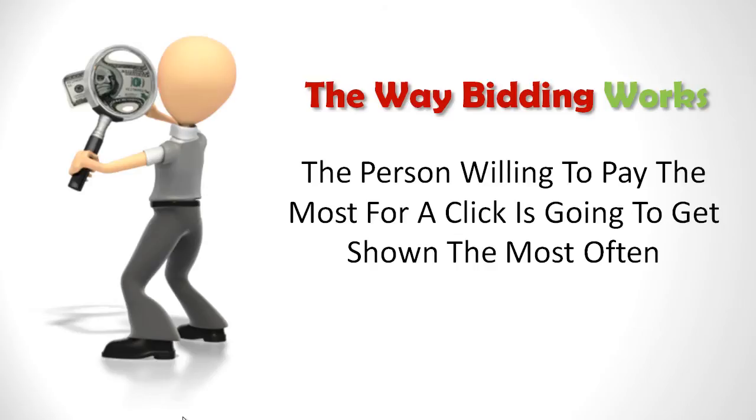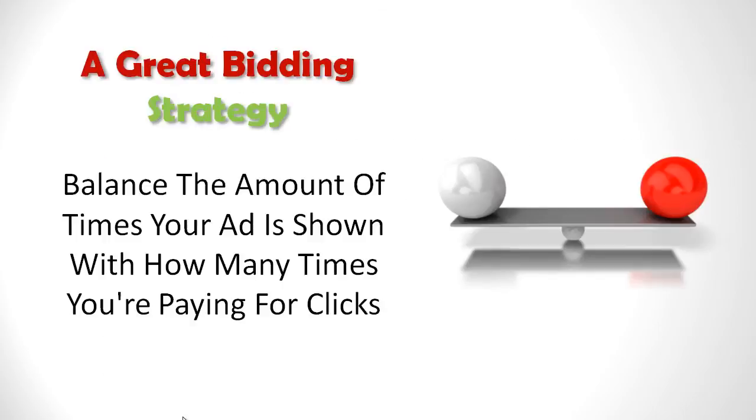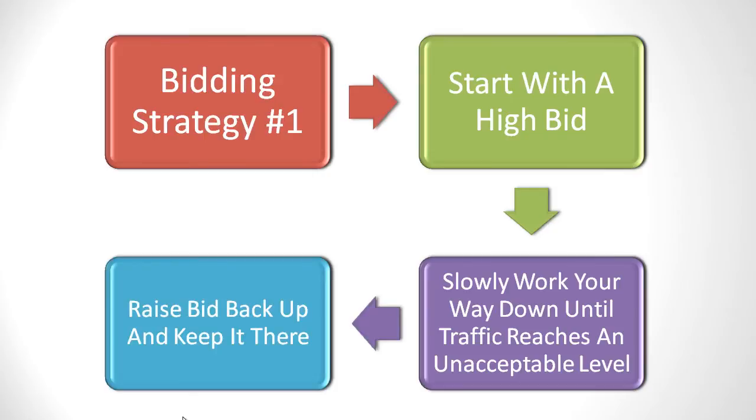However, since he's paying a lot per click, he is under tremendous pressure to make his website convert that paid money into actual profit. So a great bidding strategy balances the amount of times your ad is shown with how many times you're actually paying for clicks. First bidding strategy to use is to start with a high bid and slowly work your way down until traffic reaches an unacceptable level. Then raise your bid back up and keep it there.